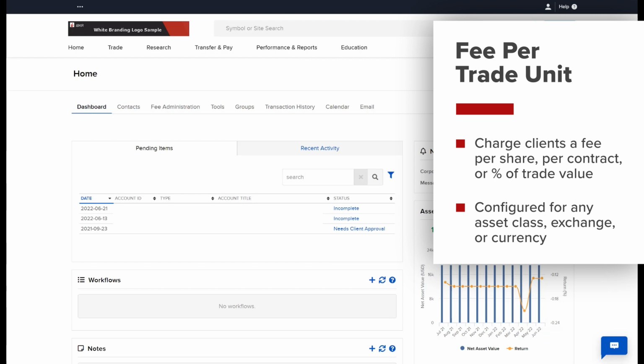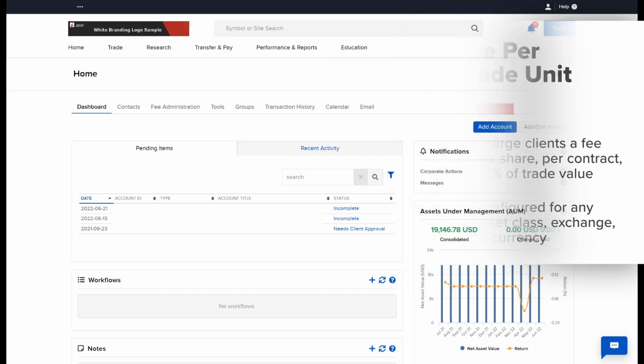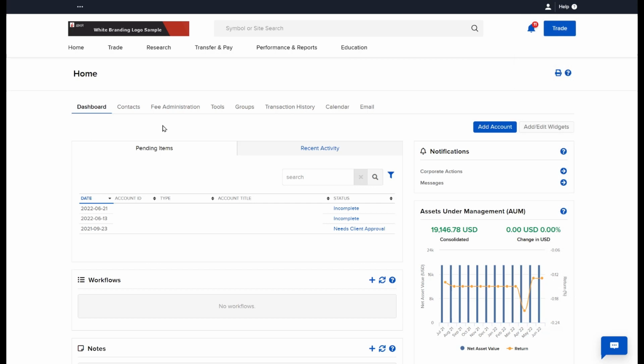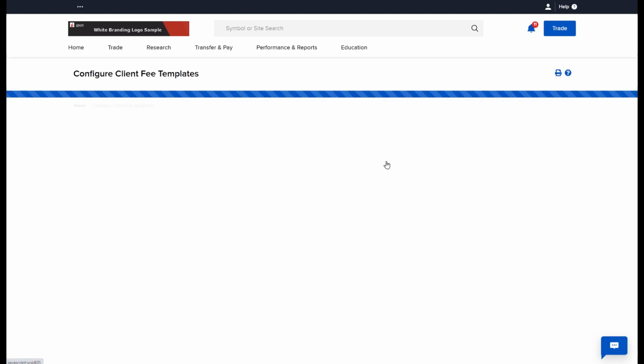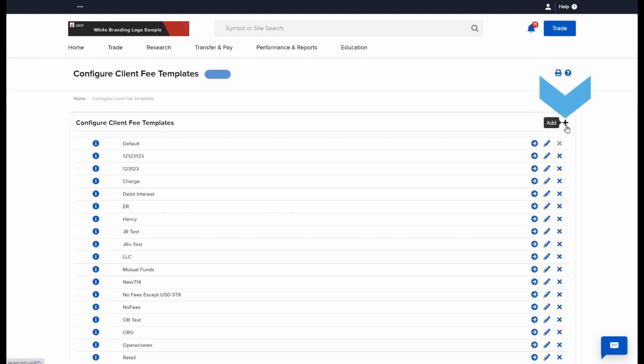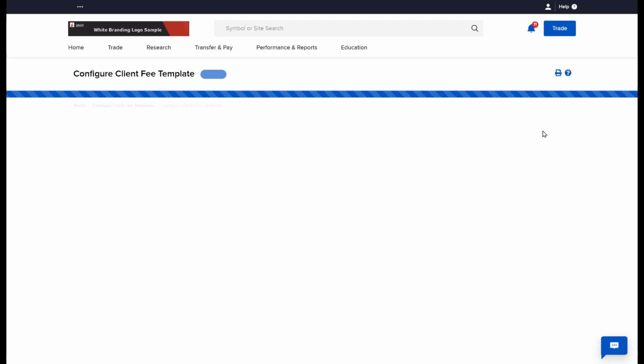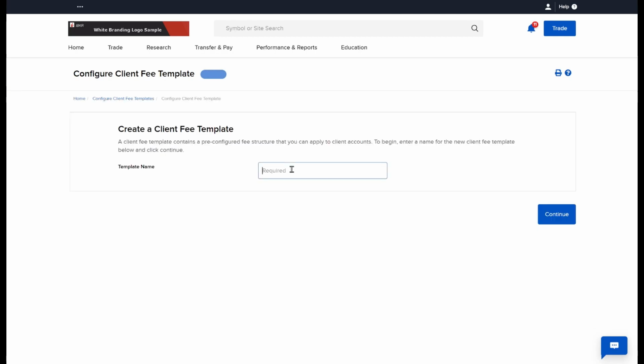on the asset class and currency selected, since it is determined based on the unit IBKR uses for its commission schedule. To configure a template with the fee per trade unit markups, navigate to the Fee Administration tab within the broker portal and select Client Fee Templates. Create a new template by selecting the plus sign in the top right corner and enter a name for the template.